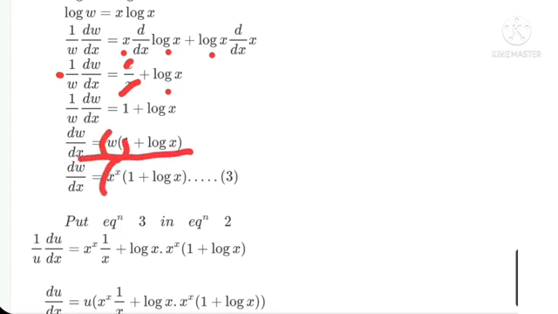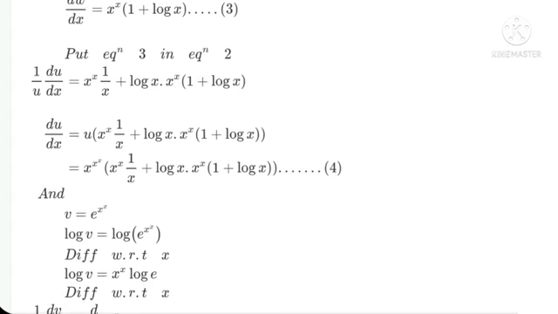Put the value of w, x raised to x. Now put this value in equation number 2. So we get 1 upon u into du by dx is equal to this as it is. Here you replace x raised to x by x raised to x into bracket 1 plus log x. Find du by dx, take u on the RHS, u into this bracket. Now put the value of u and again this bracket as it is. Here we get du by dx.